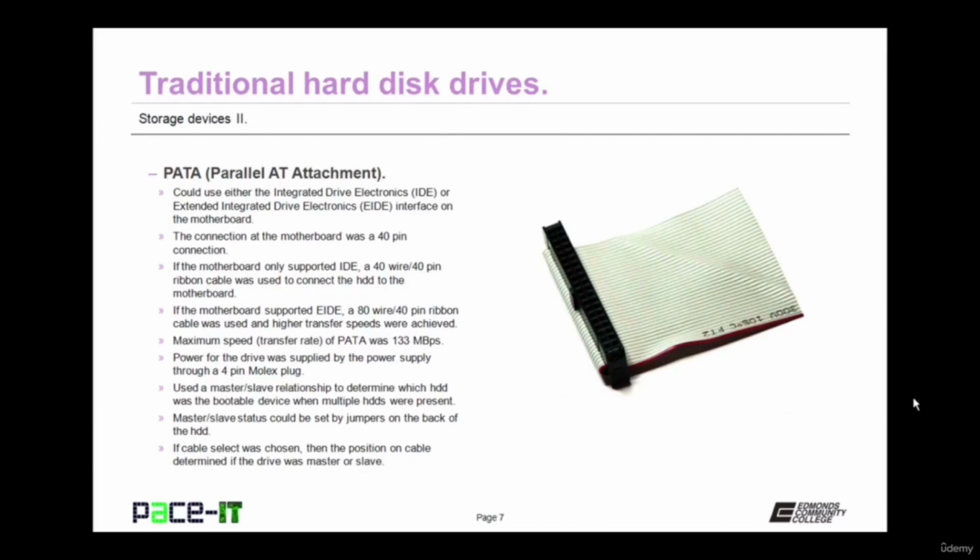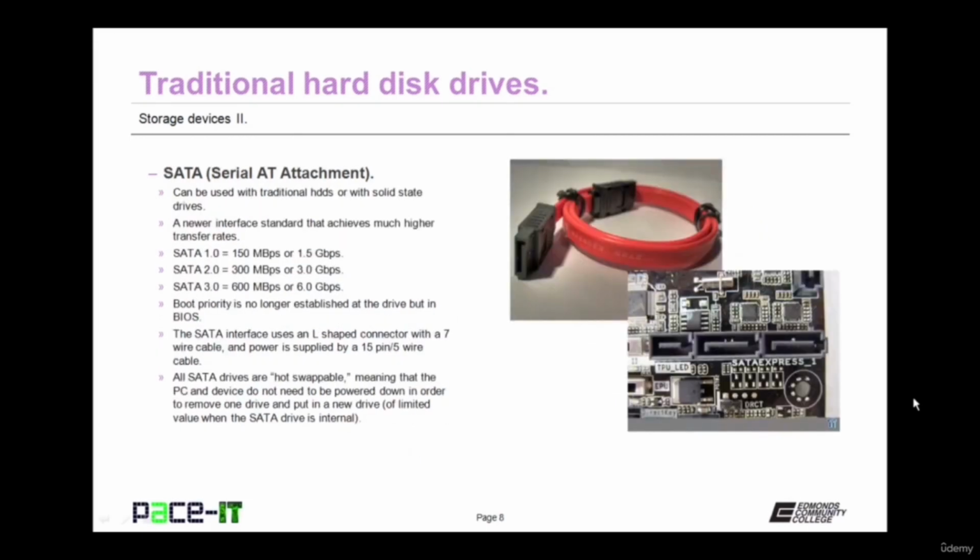With the introduction of EIDE, there was another relationship that could be chosen, and that would be cable select. What that meant was where the device plugged into on the cable would determine if it was the master or the slave drive. Then along came serial AT attachment, SATA.